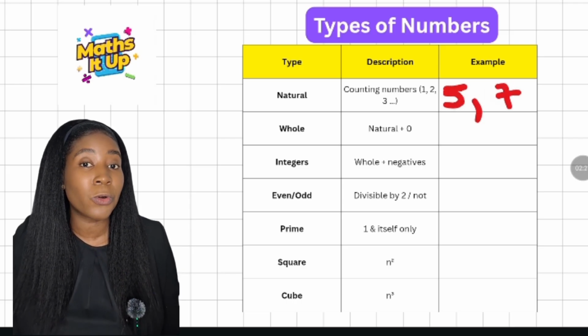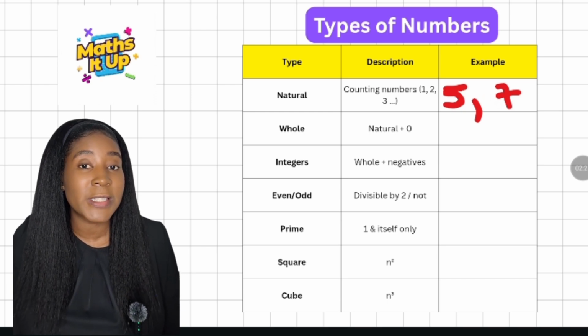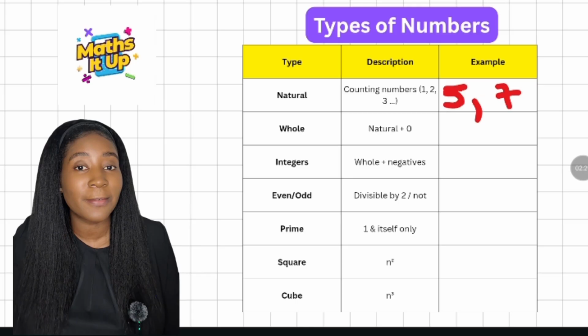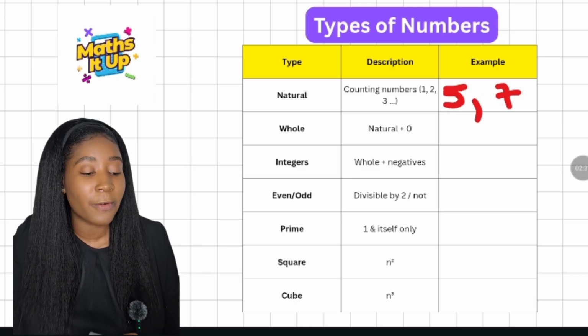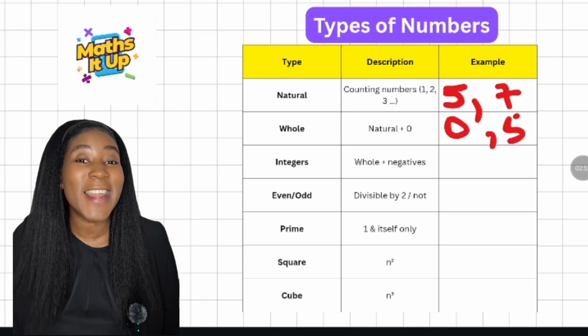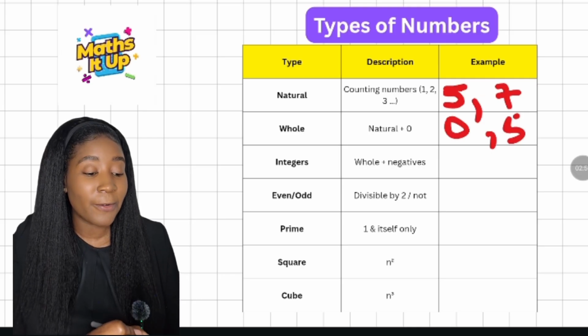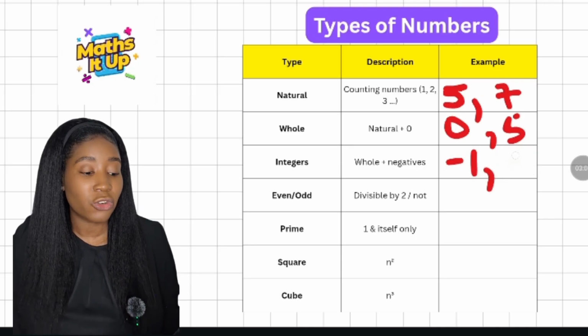Next, we have whole numbers. Whole numbers include natural numbers and 0. So it starts at 0, so 0, 1, 2, 3, 4, and it goes on forever. Integers are negative and positive whole numbers. So we can have, for example, -1 is an integer, +5 is an integer.